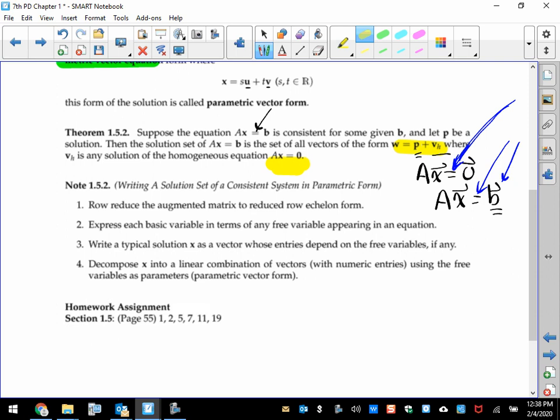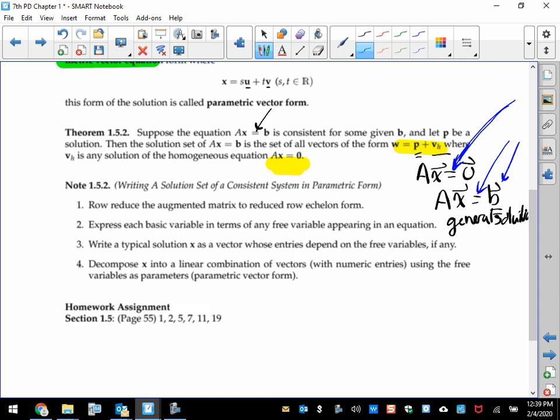It says, writing a solution set of a consistent system in parametric form. The first thing that you want to do is row reduce to find reduced row echelon form. Then express each basic variable in terms of the free variable appearing in the equation. We've done that before. That's like the general solution. Maybe I'll write that there. So general solution.